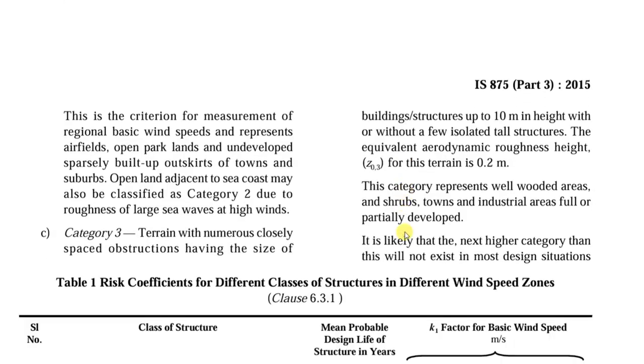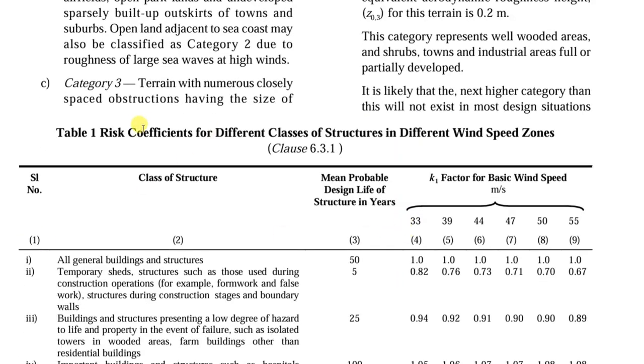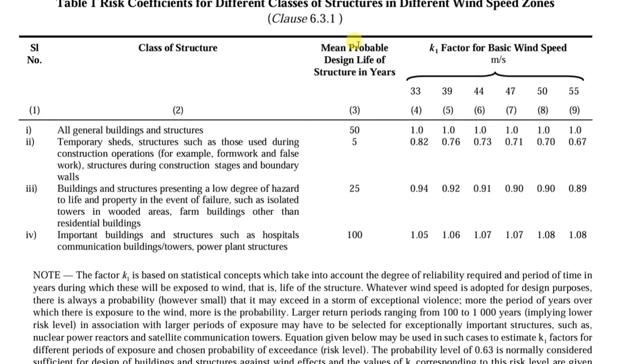For 44 meter per second, we have to find out the risk coefficient that is given in this table 1: class of structure, mean probable design life of structure in years, and K1 factor for the basic wind speed. For all general buildings and structures, the mean probable design life is 50 years, and for temporary structures, we have 5 years. Buildings and structures presenting a low degree of hazard to life and property, such as isolated tower, wooded area, farm building, other than the residential building, we have 25 years, and important buildings such as hospital and communication buildings and power plant structures, we have 100 years.